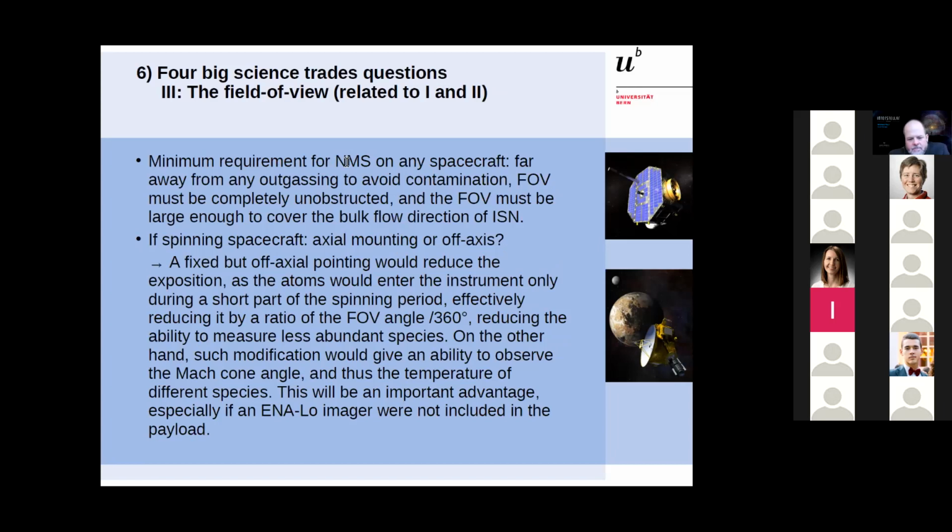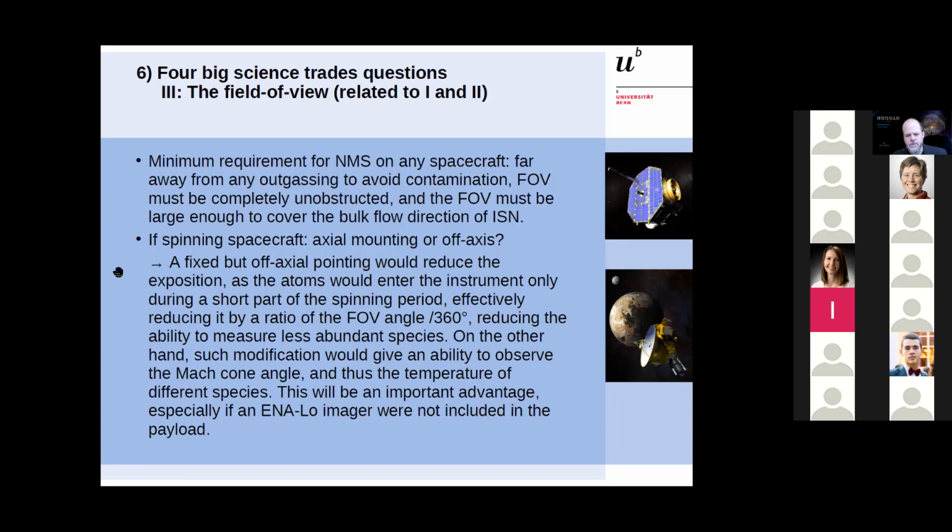And then, talking about the spinning spacecraft again, axial mounting or off axis. If we assume that we don't go straight into the nose direction, which currently seems to be the case, for instance 45 degrees off the nose direction, then we would probably prefer a fixed but off-axial pointing. It would reduce the exposure, as the atoms would enter the instrument only during a short part of the spinning period. But it would give the ability to observe the Mach cone angle and thus the temperature of different species. And of course, it would still mean that we can scan the sky.